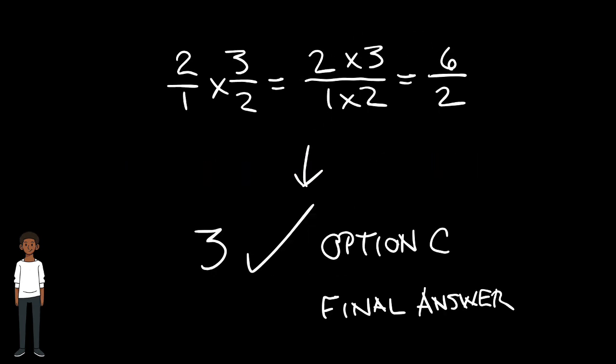Finally, we handle the outer operation, multiplying 2 by 3 over 2. Think of 2 as a fraction 2 over 1. When multiplying fractions, multiply straight across. 2 times 3 equals 6 on top, and 1 times 2 equals 2 on the bottom. 6 over 2 simplifies down to 3. Therefore, option C, 3, is the correct answer.